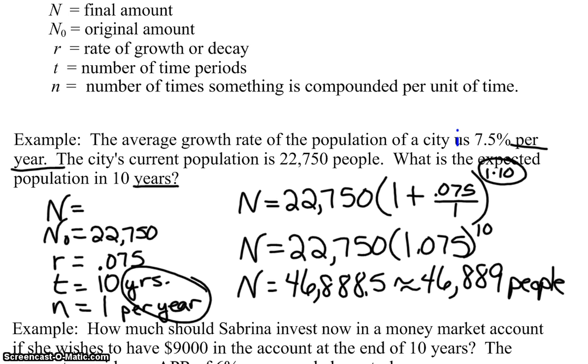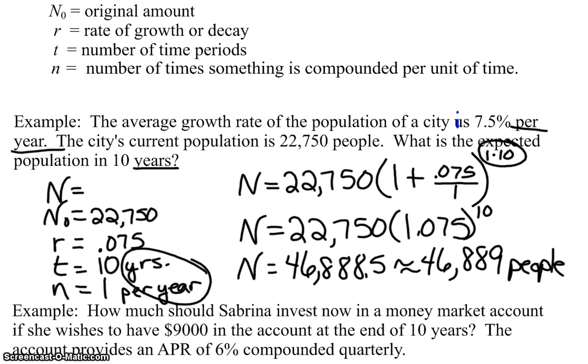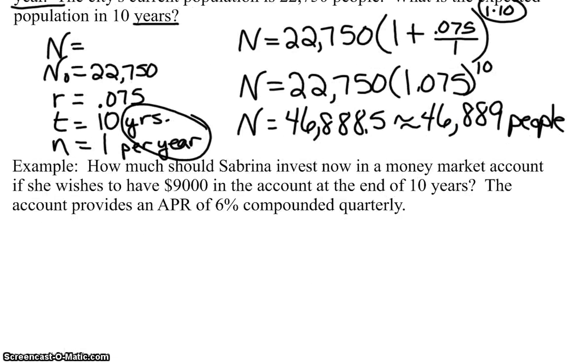Now let's go ahead and take a look at the next example. We have Sabrina. She's investing money in a money market account. She wants $9,000 at the end of 10 years, and the question is, how much is she going to have to invest if she wants to have that $9,000 at the end of 10 years at 6% interest, compounded quarterly? So we're going to start with N is how much she has at the end. Well, that's our $9,000. N sub 0 is how much does she have to put in now. That's what we're solving for.